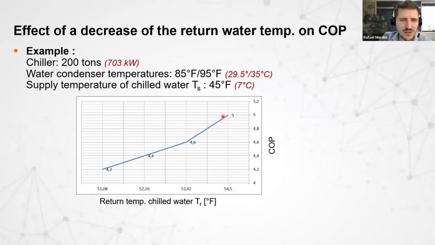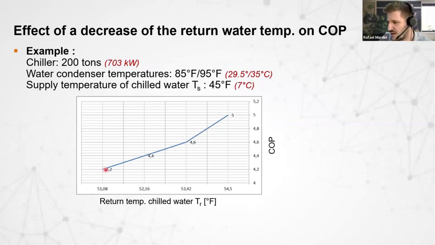But if we increase the flow rate on the system and start to see too much water going into some coils that don't have enough time to exchange their heat, the return temperature will be affected and will start to be colder and colder and colder. See this example here: if the return temperature in this chiller is 51.8, the COP will be 4.2.